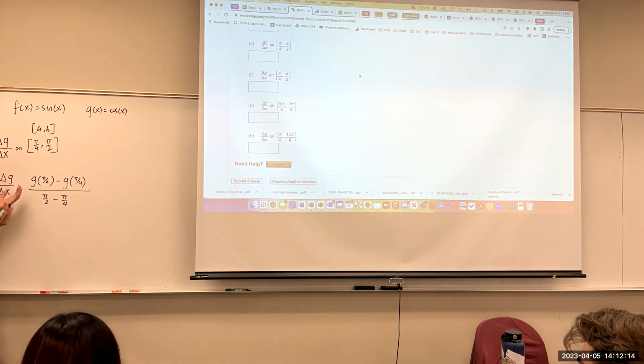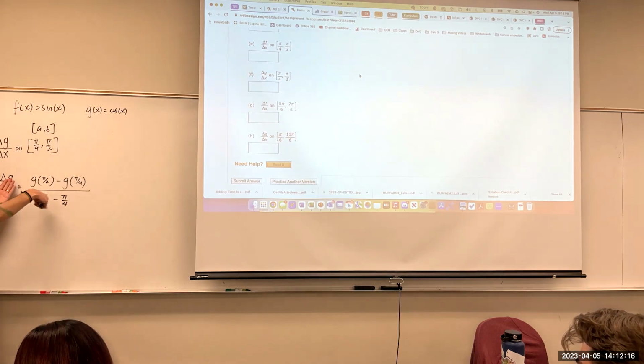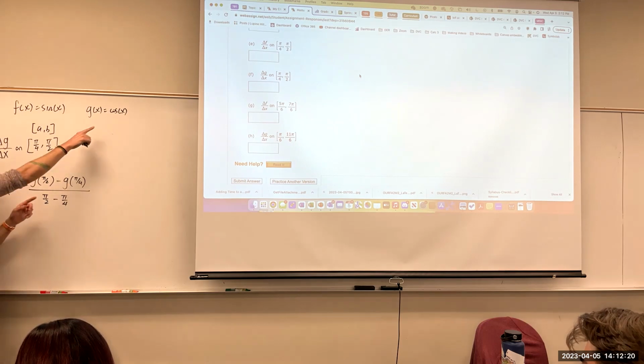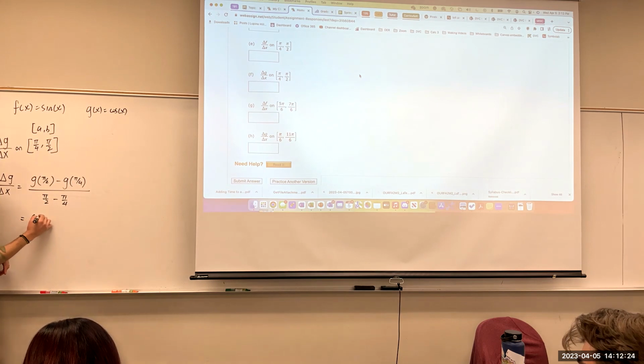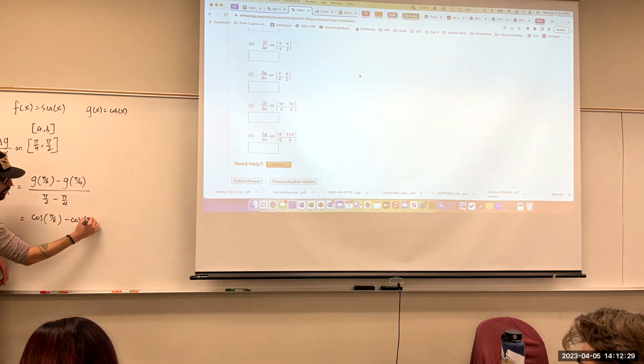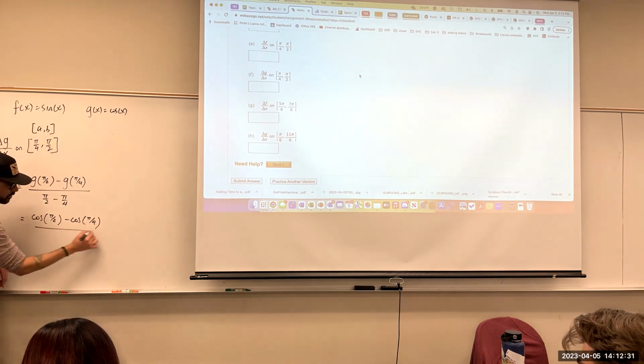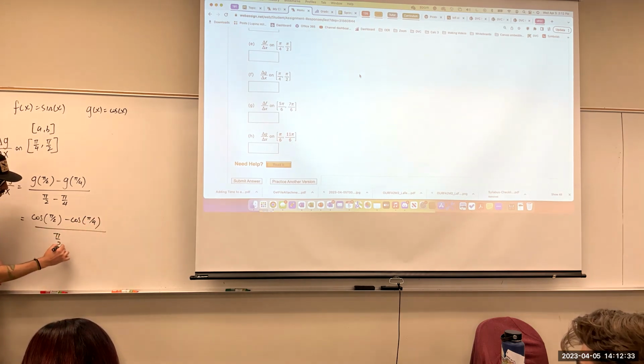Okay, but then you ask yourself, I know how to do this as a function. What do I do with the G? The G is supposed to be cosine. So that's really asking you to do cosine of pi over 2 minus cosine of pi over 4, divided by the difference of these two values.